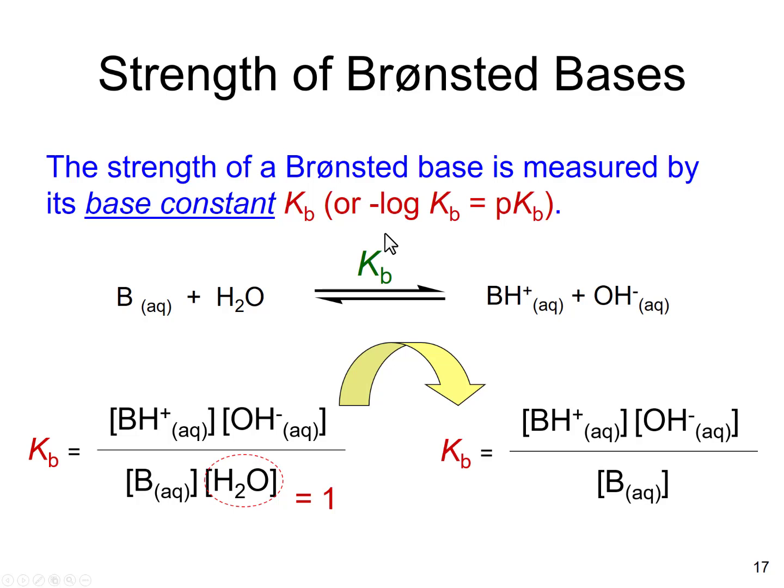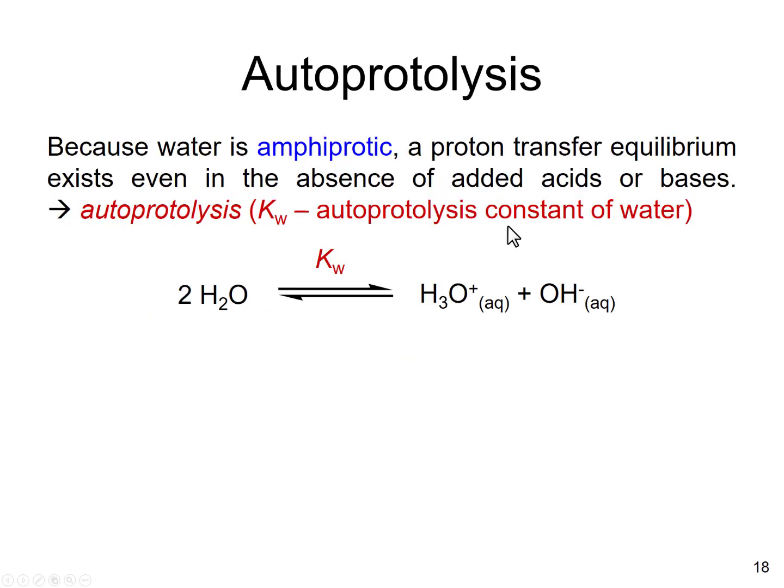And of course, you can form the pKb. And again, remember, whenever you encounter P, that means you have a negative log of something. And Kb is the one that you need to do this negative logarithm with. And so you obtain pKb.